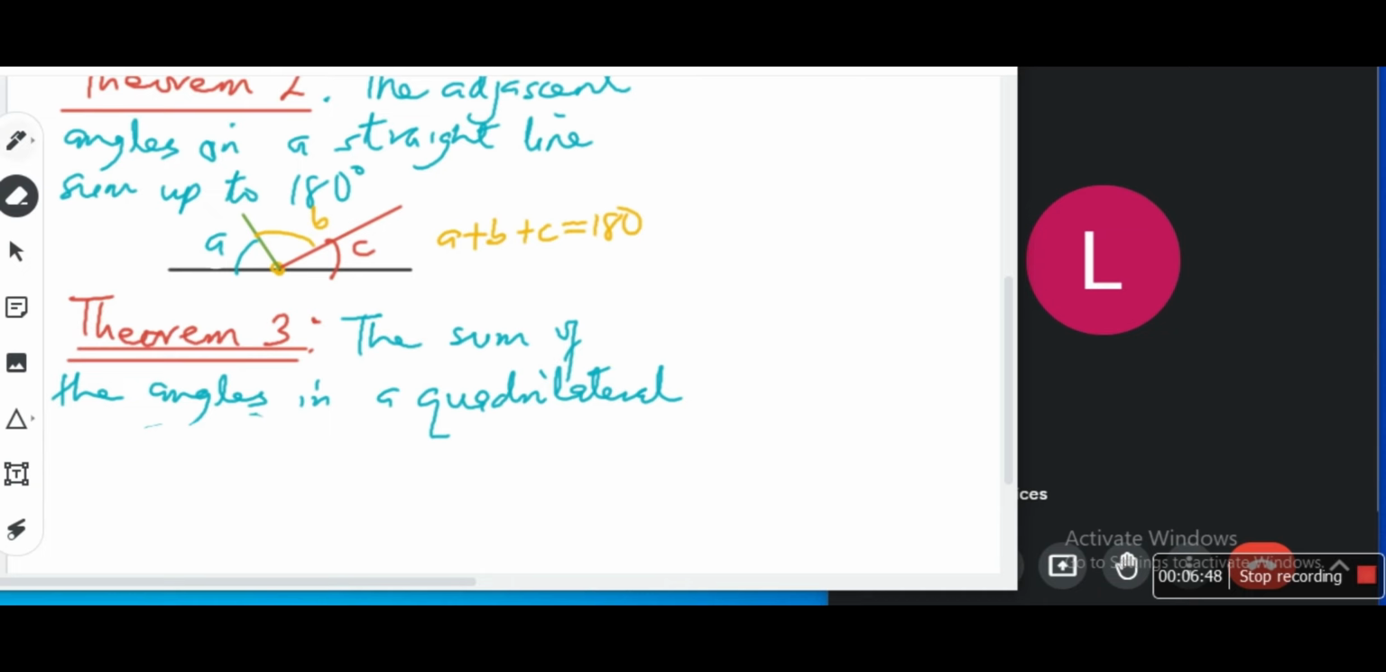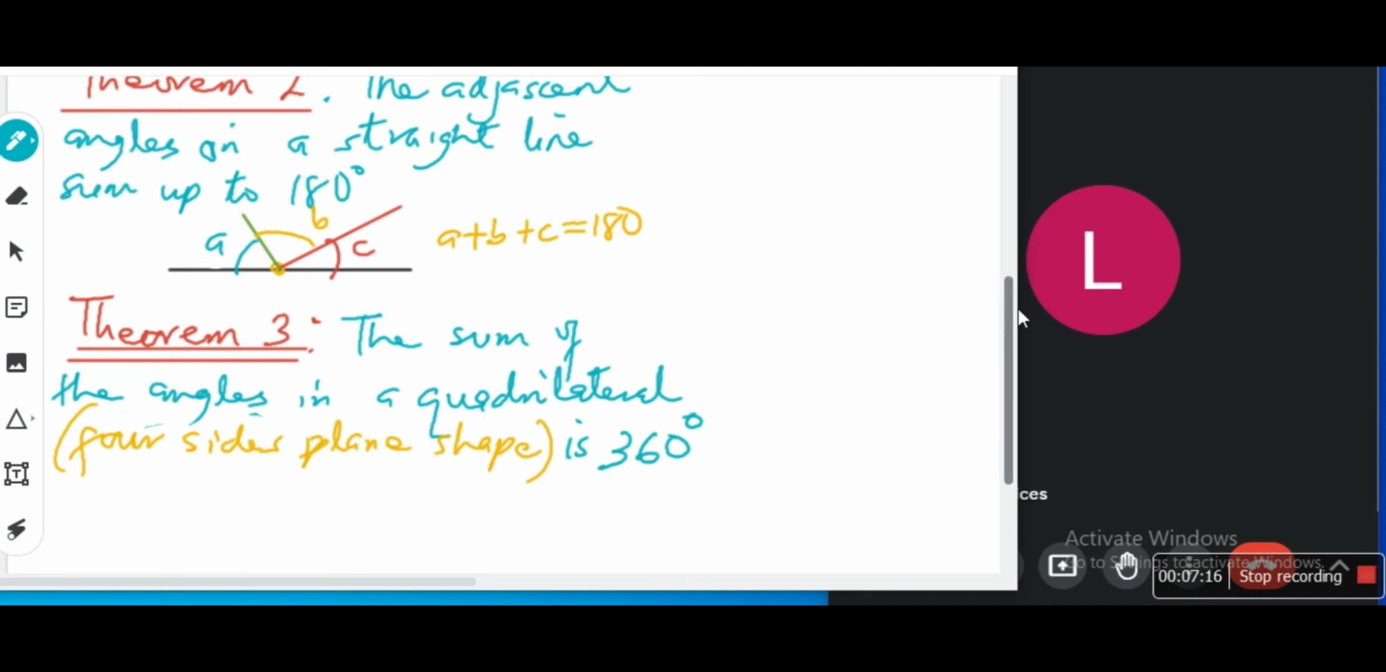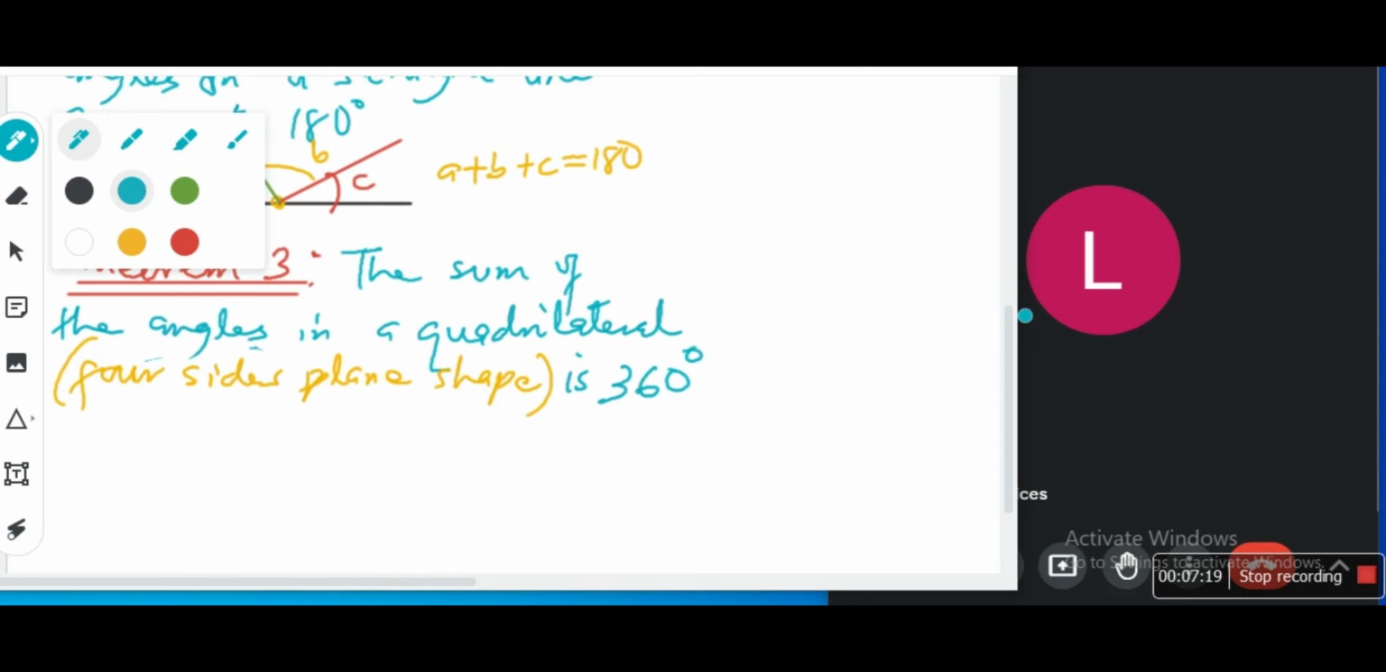Examples of four-sided shapes are rectangles. Okay, let me write it in bracket. Four-sided plane shape. A four-sided plane shape is a quadrilateral. So the sum of the angles in a quadrilateral is 360 degrees. When they add up, it must give you 360 degrees. Quadrilaterals are plane shapes with four sides, like a rectangle, a parallelogram, a trapezium, and all that.